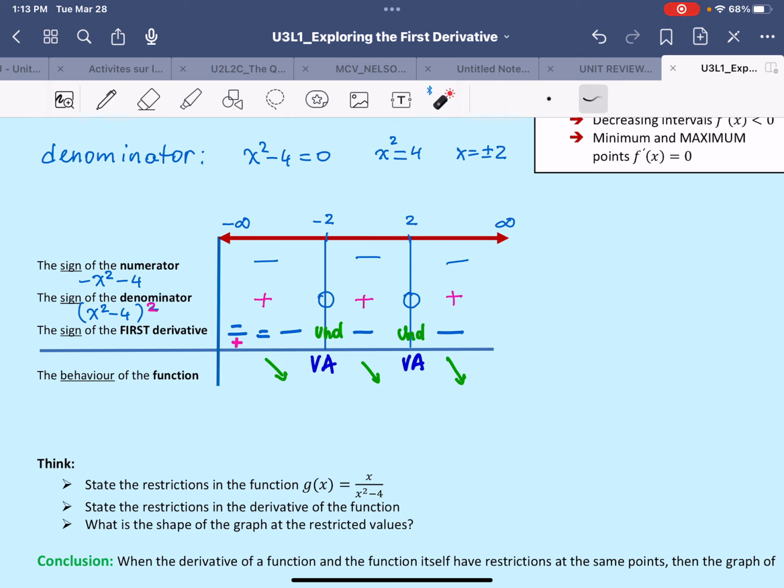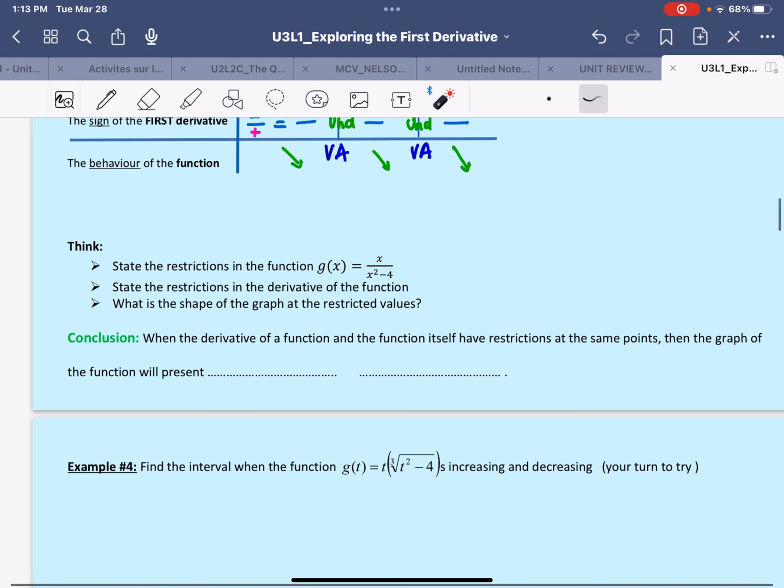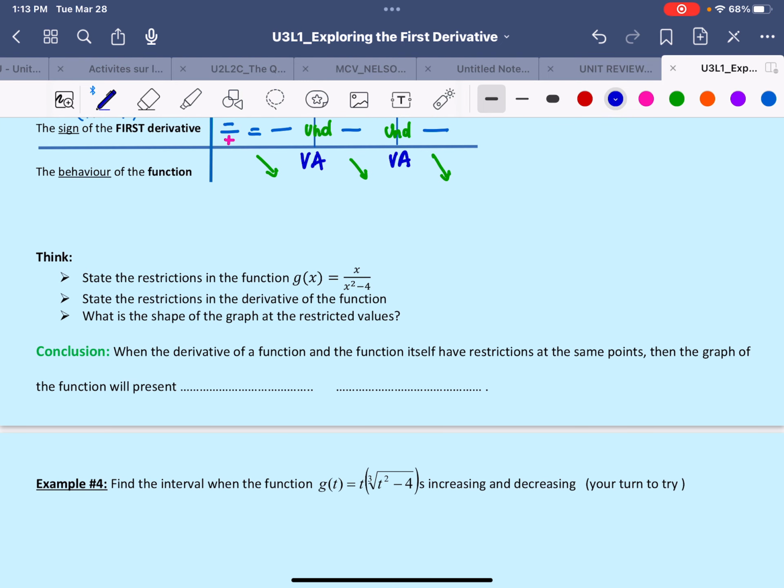So now I want us to think of one thing together. If a function has a restriction at a point, these restrictions will be carried over to the derivative of it. So there will remain restrictions for the derivative as well. Now, that is the analysis that I wanted us to go over here with the function g(x) equals x over x squared minus 4. So we have to state the restriction on the function itself: x different than 2 and different than negative 2. So the restrictions on the derivative are also the same.